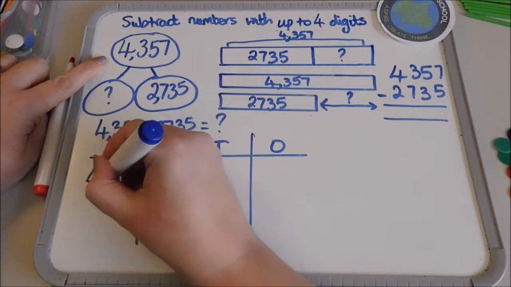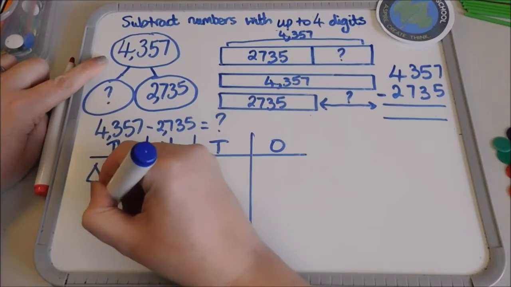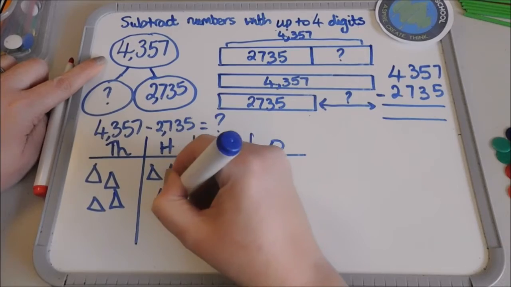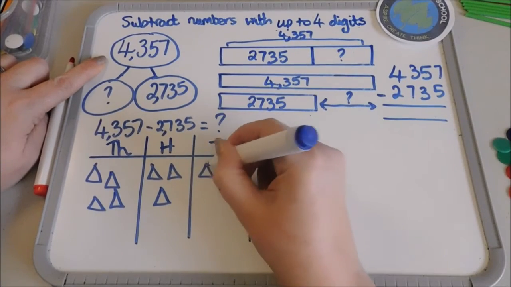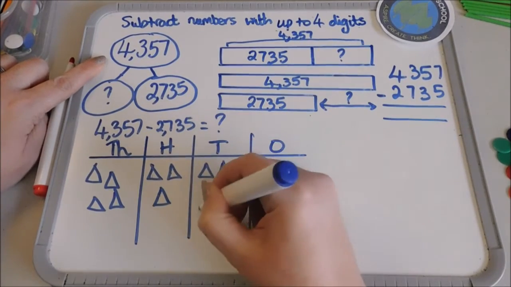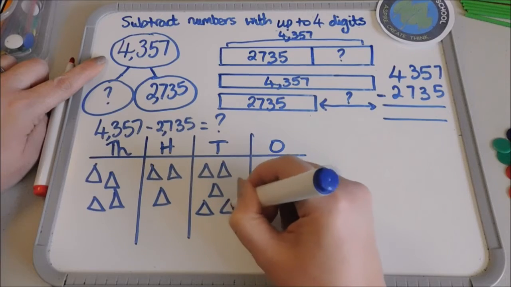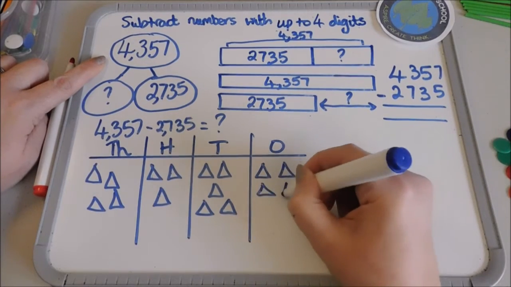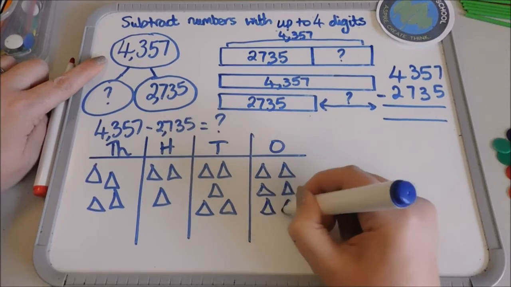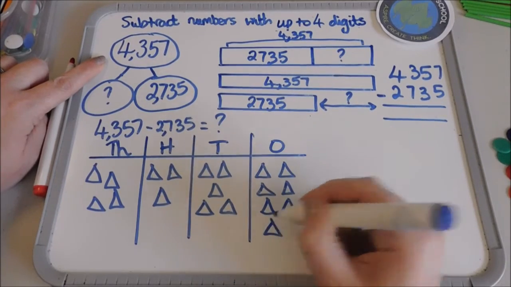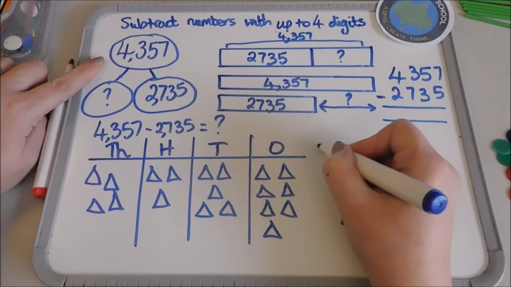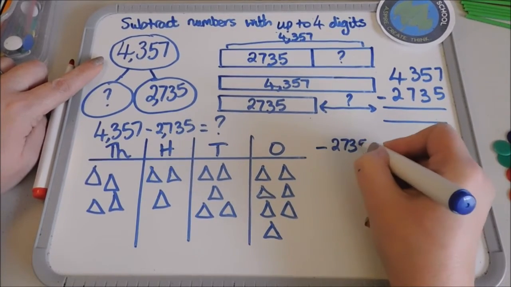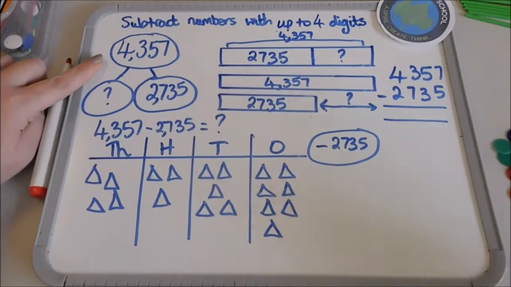So I'm going to draw in my 4,357. 1, 2, 3, 4,000. 1, 2, 3, 4, 5, 50. 1, 2, 3, 4, 5, 6, 7. Okay, and it's always useful to just write what you're subtracting so that the children remember.